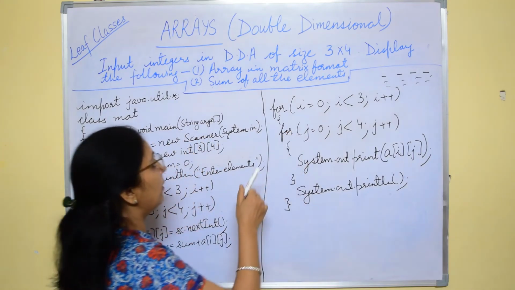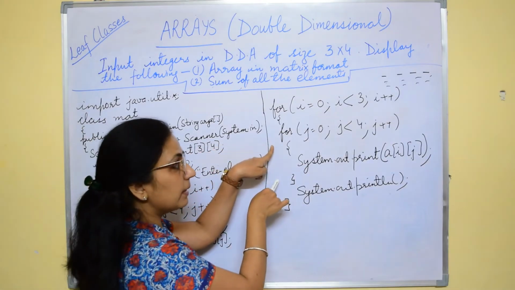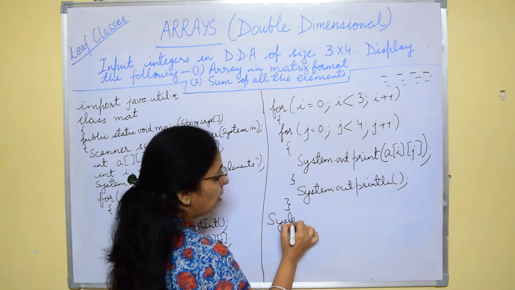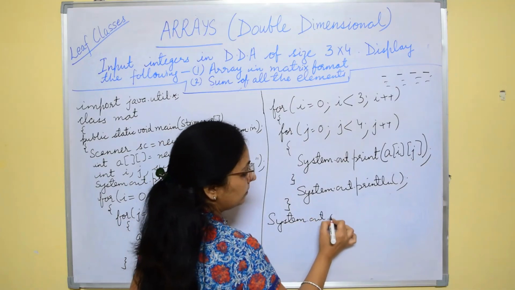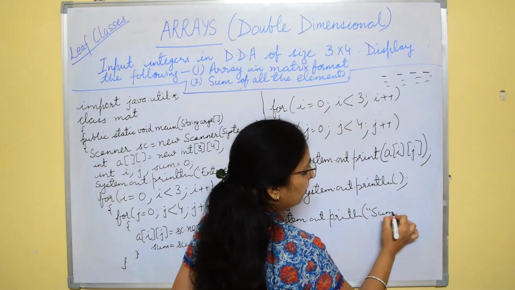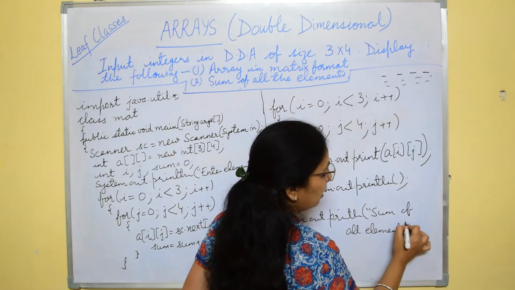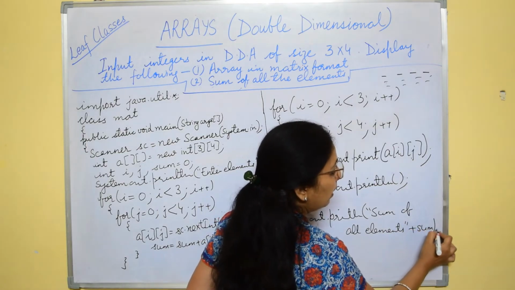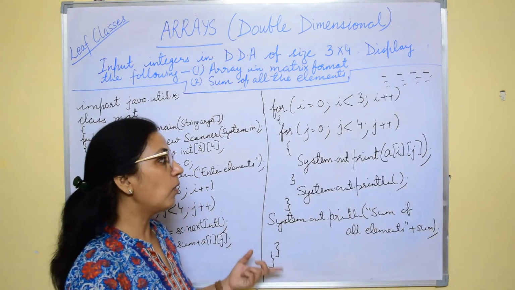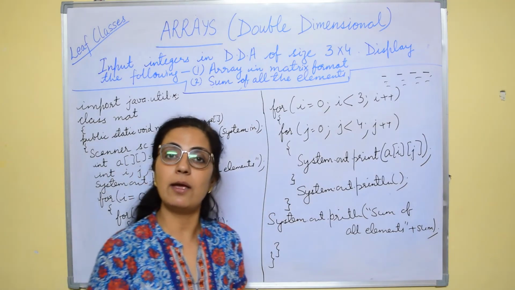So we have entered the elements, calculated the sum, printed the array in matrix format, and then we will print the sum of all the elements. System.out.println, sum of all elements in which variable you have stored? In the variable sum. And then you will close your main and class. So this is how we print the array in matrix format, and any other calculation if asked in the question will be done accordingly.